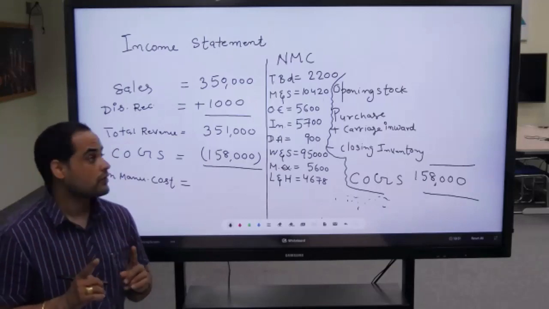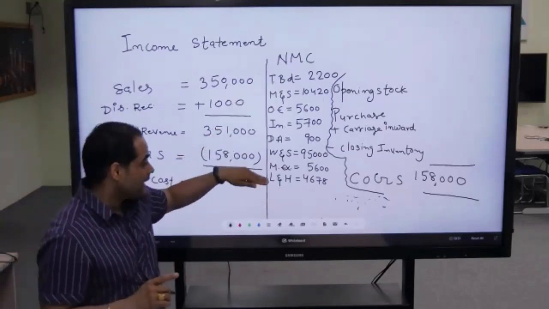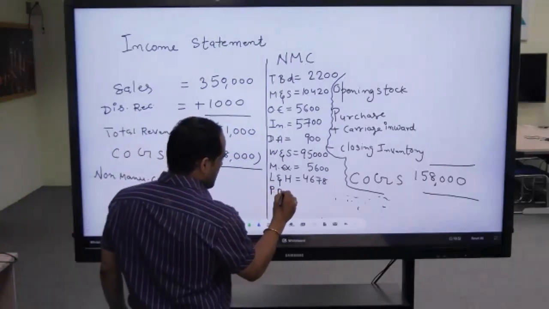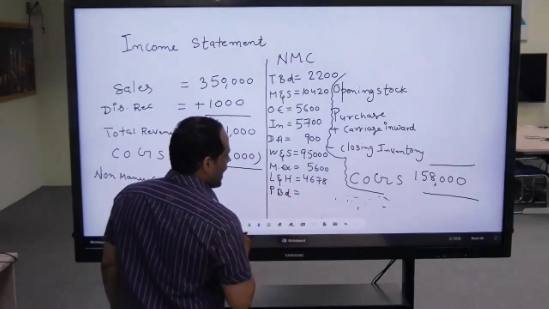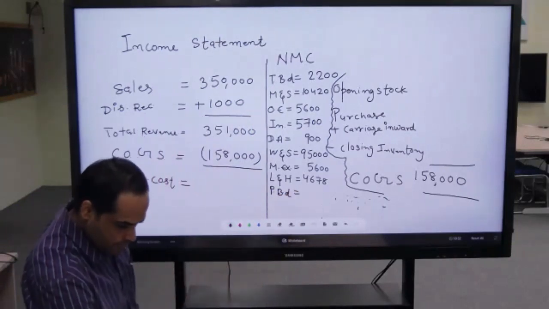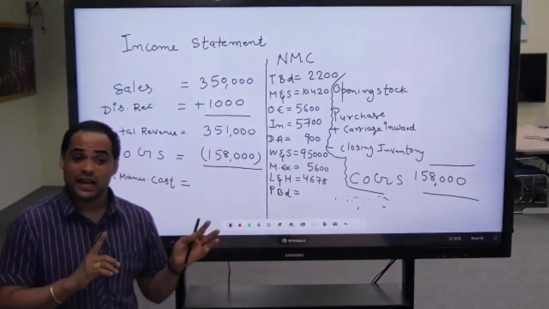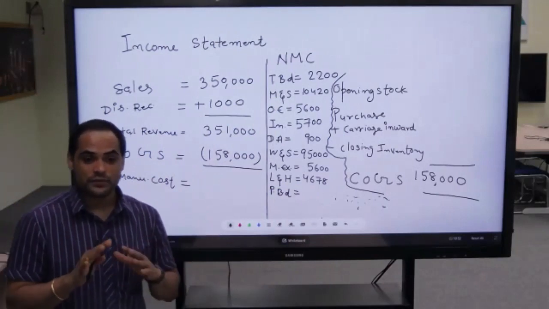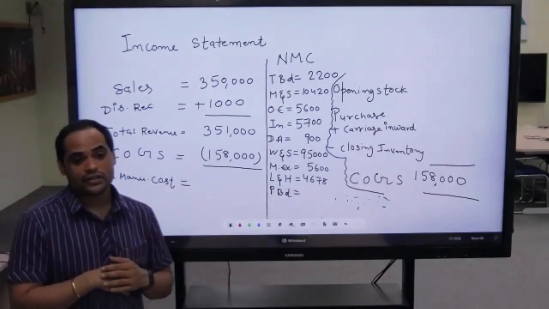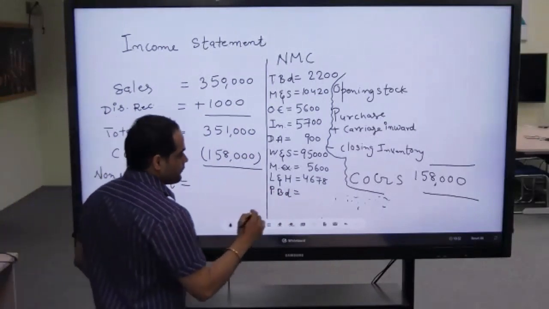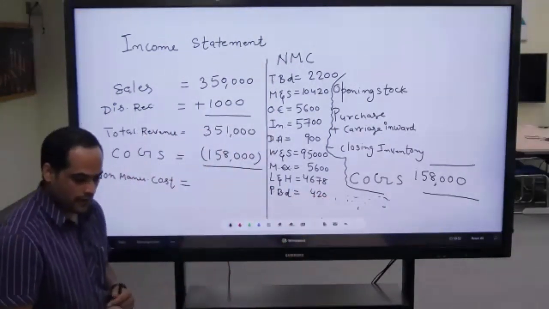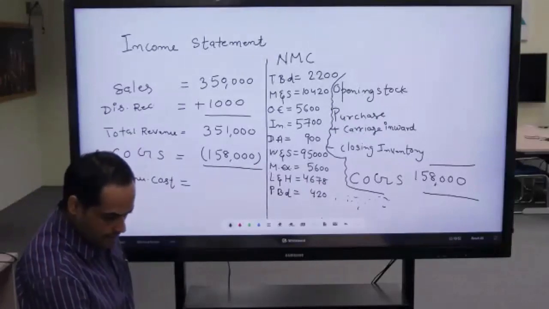Next is your provision for bad debts. This is the total bad debts, and this is the provision. How much is the provision for bad debts? 420. That's right. I think last time we already calculated 420. So don't forget to subtract 300, which is already given in your trial balance. 420.